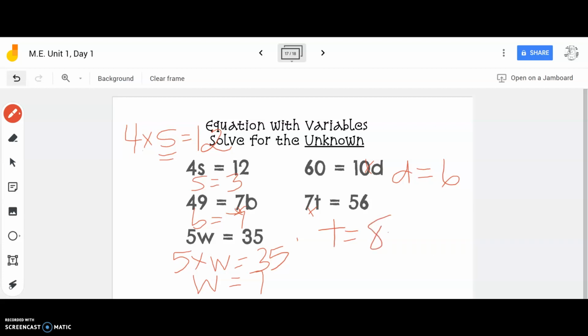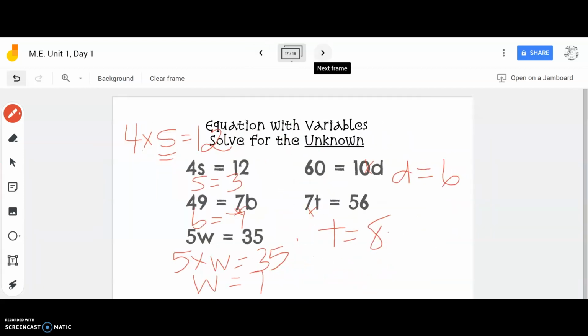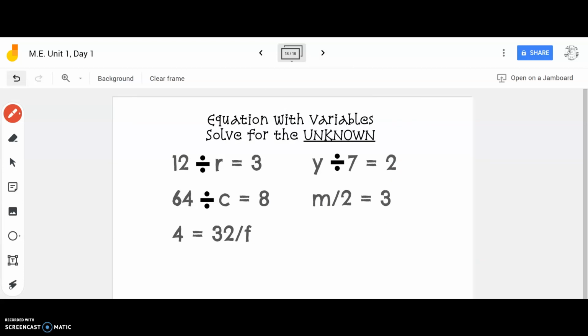So sometimes that variable doesn't always have to be at the end. Sometimes the variable is smushed inside and next to another number. It's still an unknown that we need to find. In this case, our unknown, our variable, is in division. So with division, we now need to find the unknown.